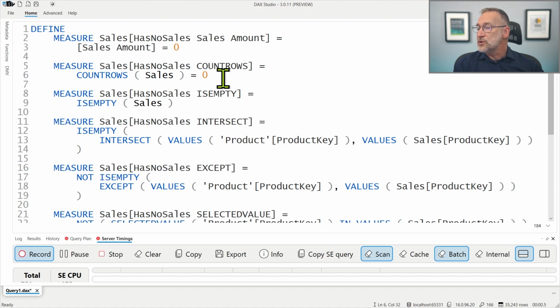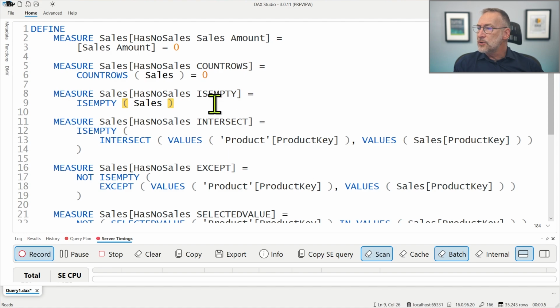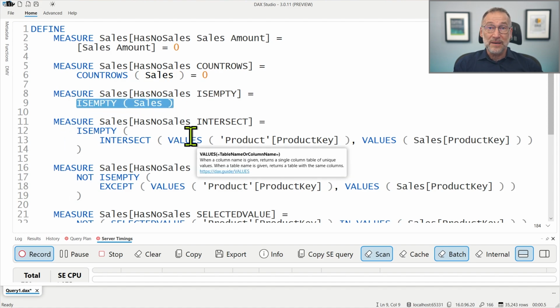Then we have a different version that makes the assumption that if a product has no sales, then there will be no rows in the sales table. So rather than computing the sales amount, we just count the number of rows in sales by using count rows. Then we have a third version that instead of using count rows equal to 0, uses the isEmpty function. The hope is that isEmpty is going to be faster because it's a special function dedicated to check the emptiness of a table.